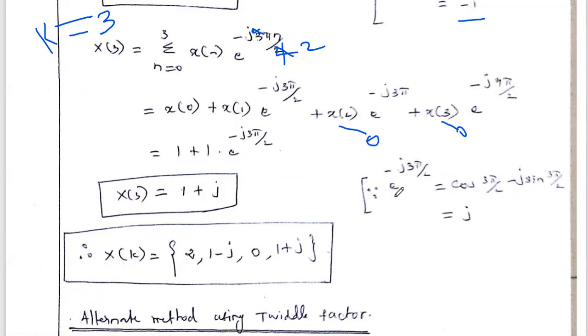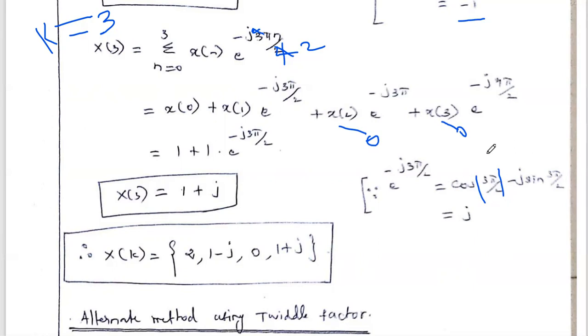So this e power minus j 3 pi by 2, you just calculate separately. It is cos 3 pi by 2 minus j sin 3 pi by 2. In order to calculate this cos 3 pi by 2 in a calculator, you just put the calculator in radian mode, instead of degree mode. After that, you type cos of, within bracket, 3 pi by 2. If you put it, the answer is 0.